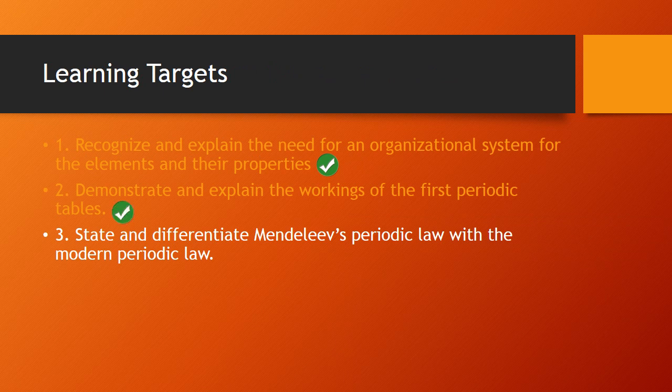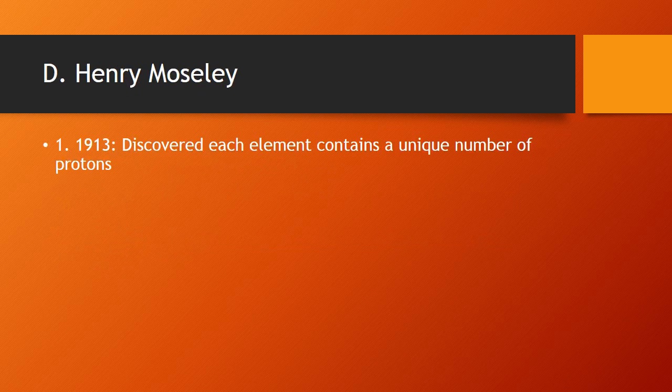Alright, so we've looked at the workings of the first periodic tables from Newlands and then Meyer and Mendeleev. Now we want to look at a more modern view of how our periodic table works today. The English physicist, who was actually also a doctor, Henry Moseley, in 1913, a little over 100 years ago, discovered that every element contains a unique number of protons. In other words, hydrogen has a different positive charge than helium, which is different from lithium and beryllium, etc.